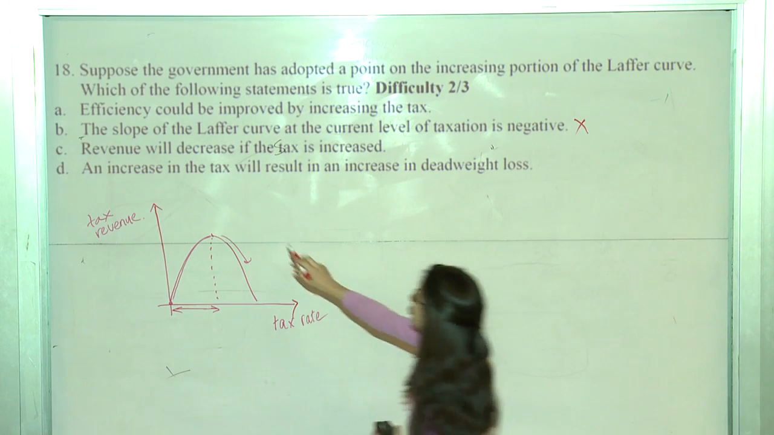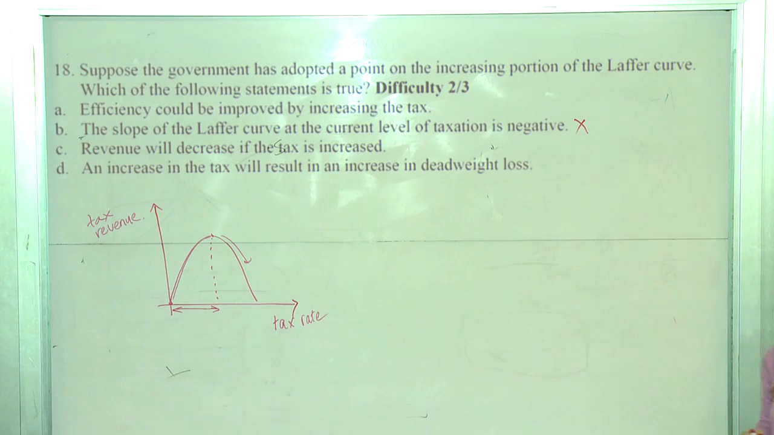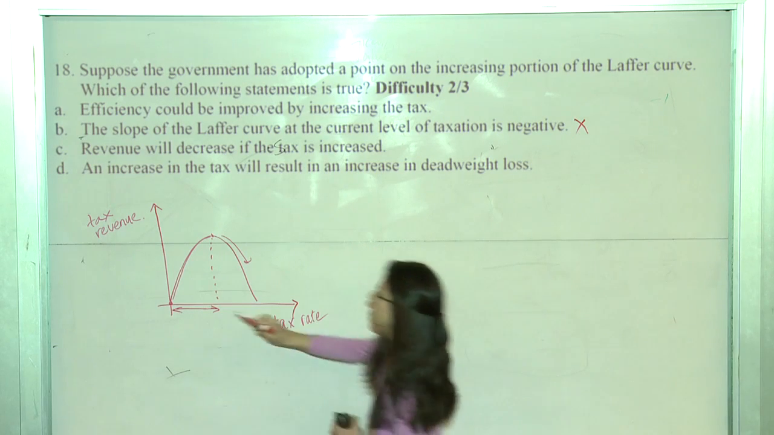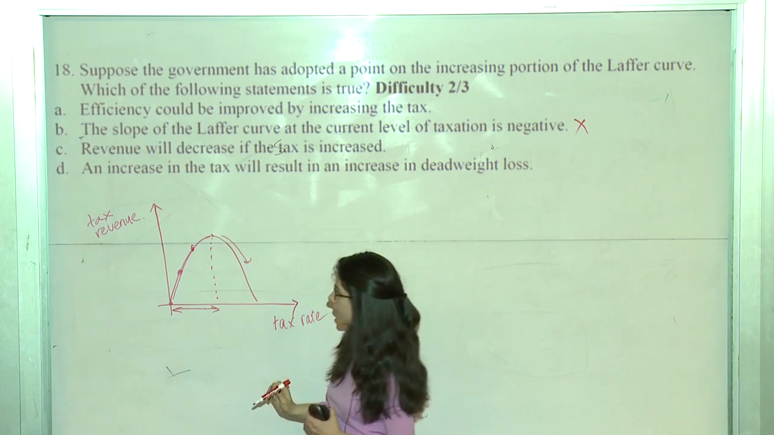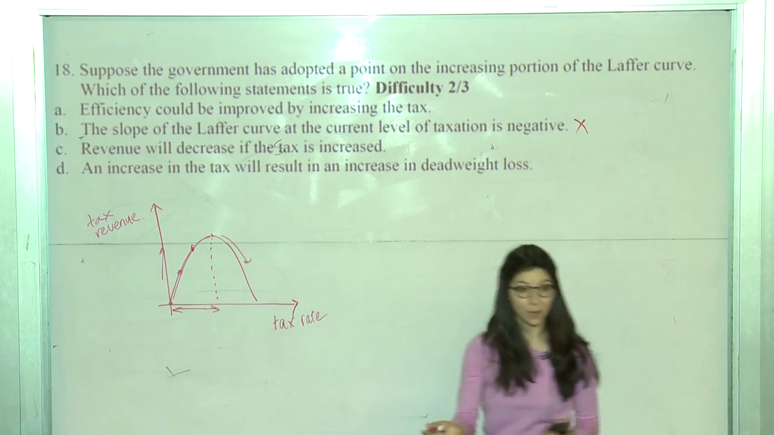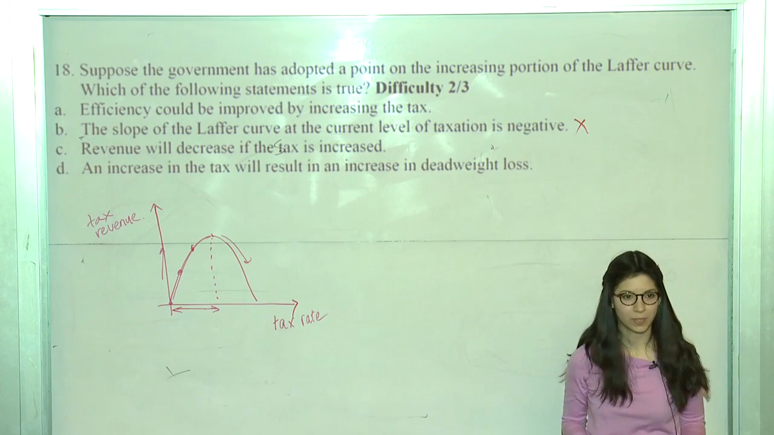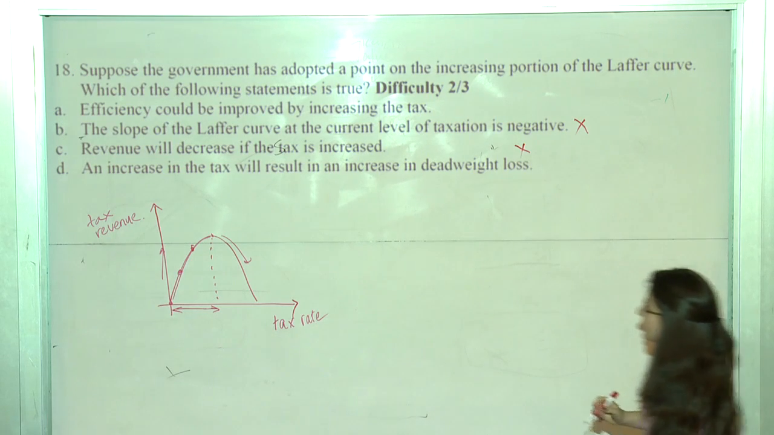Now, what could we say about the revenue at this point on the curve? If we were to increase the tax a little bit more, in other words, if we were to go from, let's say, this point here to this point here, what would happen to the revenue? It would increase. So what do we do with choice C? Cross it off. So we've already eliminated two choices.